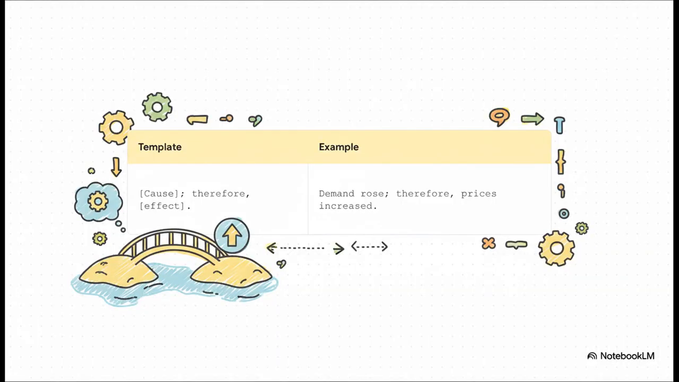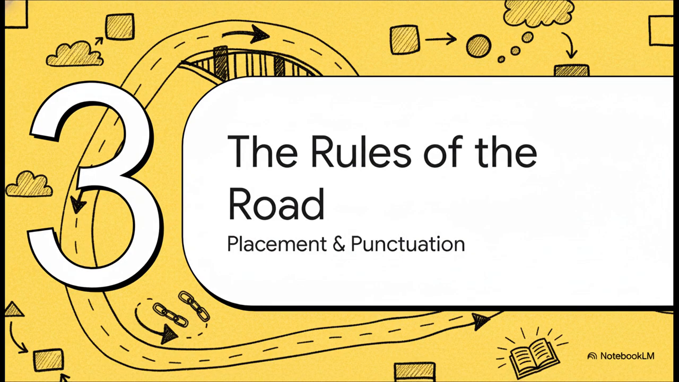Demand rose, therefore prices increased. There is zero ambiguity there. That word therefore forges this unbreakable link between the cause and the effect. All right, so we have our tools.